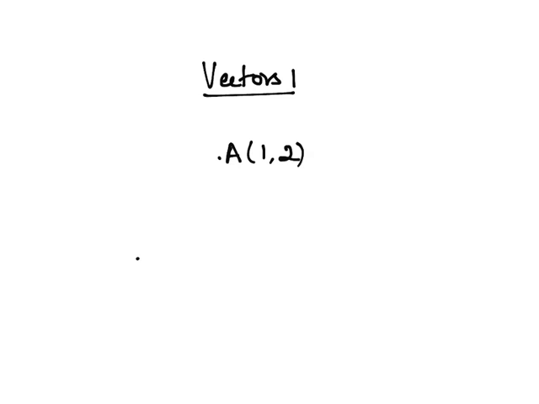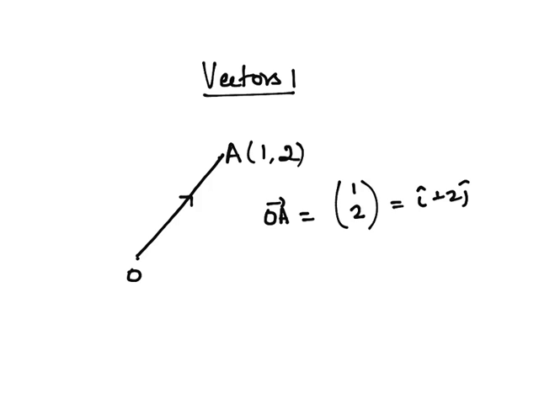And if I take the point O, the origin, and join this OA vector from O to A, then this vector can be written as OA vector equal to a matrix with 1 and 2, or I can also write it as i cap plus 2j cap, where i cap is a unit vector in the direction of x, and j cap is a unit vector in the direction of the positive y-axis, i cap in the positive x-axis.